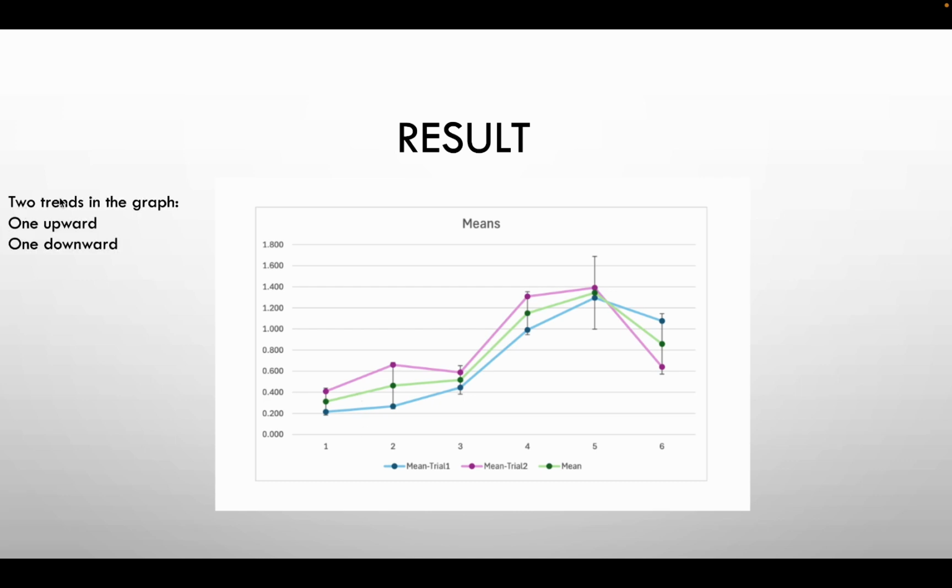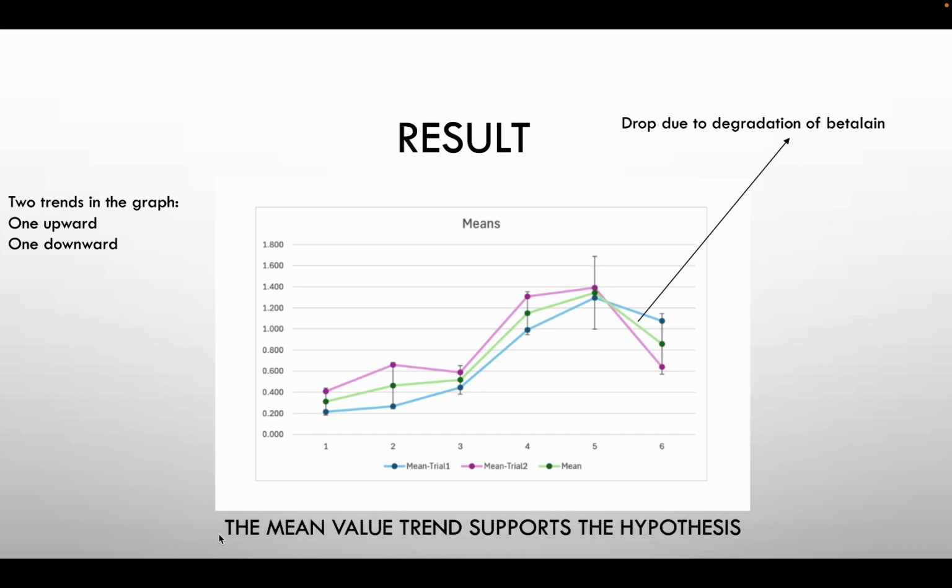As you can see, there are 2 trends in this graph. One is upward and the other one is downward. The upward supports the hypothesis, but the downward is not rejecting it, and it's due to degradation of betalain, which is the pigment of beets. All in all, the mean value trend supports the hypothesis. And that's all. Thank you for your attention.